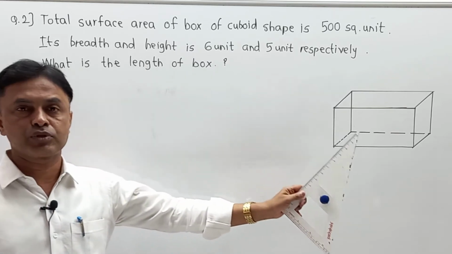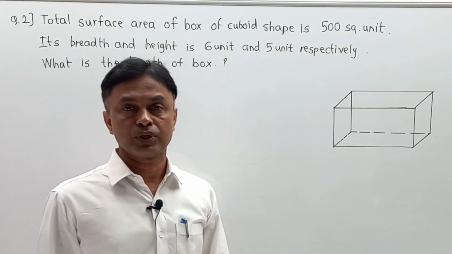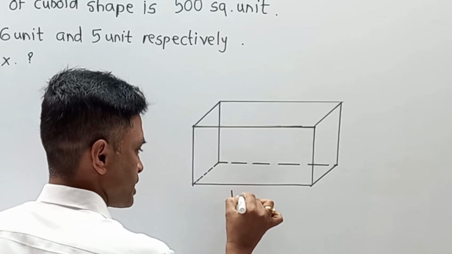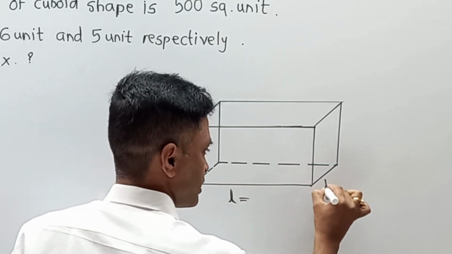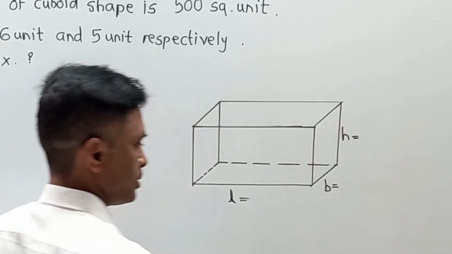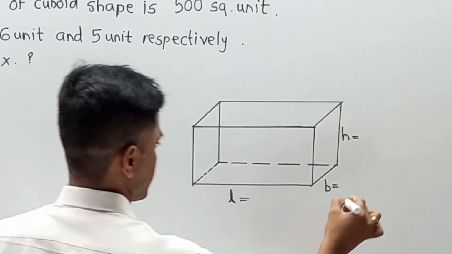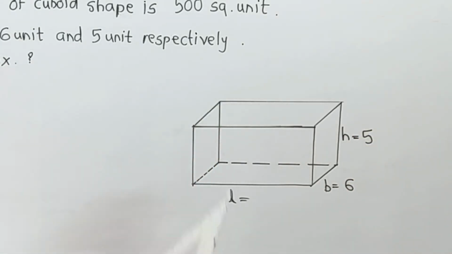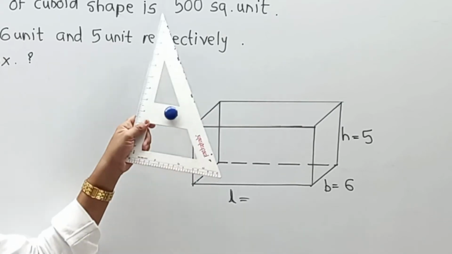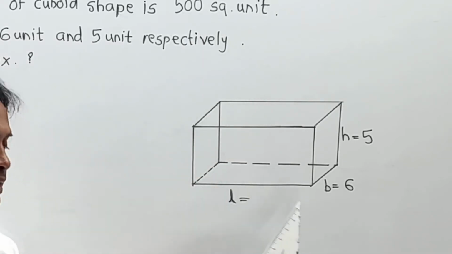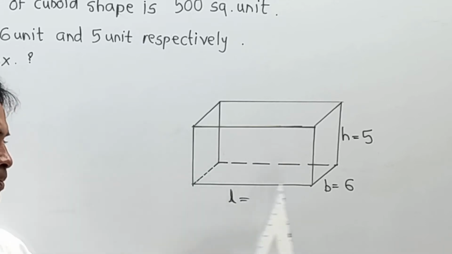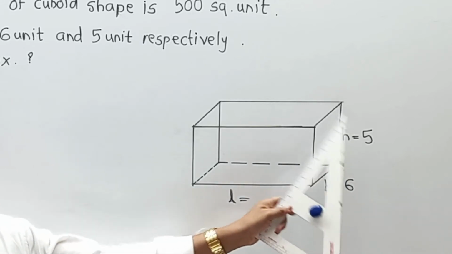Now please try to understand the same geometry from a diagram point of view, because in the book they have not given a diagram. For any particular box of cuboid shape, let us say L is the length, with breadth and height. They have given breadth as 6 unit and height as 5 unit, and total surface area is 500 square unit. Then find the length. Now we know that total surface area of cuboid is equal to 2 into bracket L into B plus B into H plus H into L.